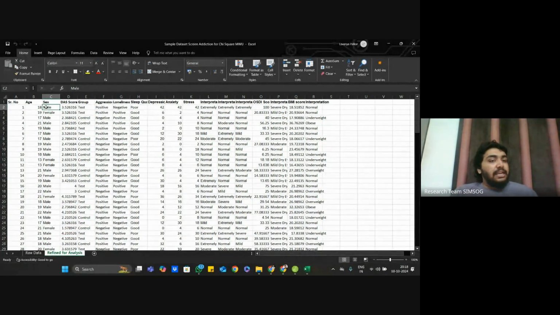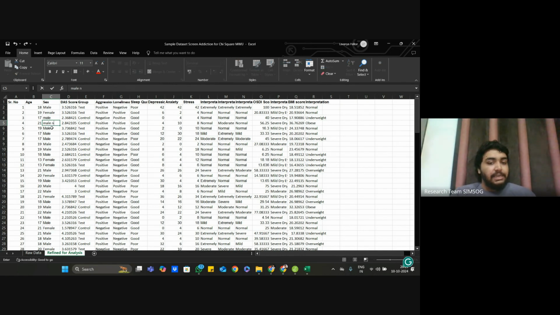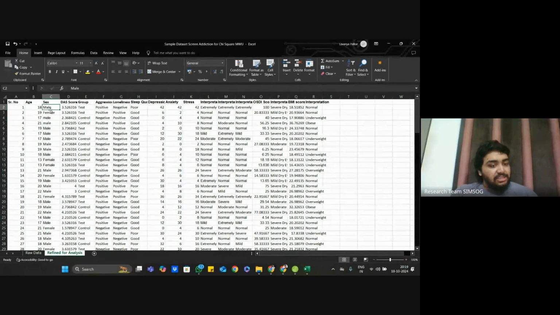That is, even if you type male like this versus female, if you type another male as MALE with a small m, or type the third one as MALE with a space, that won't work, because SPSS or JASP will count them as separate entries altogether. So what's better to do is just copy paste this male.